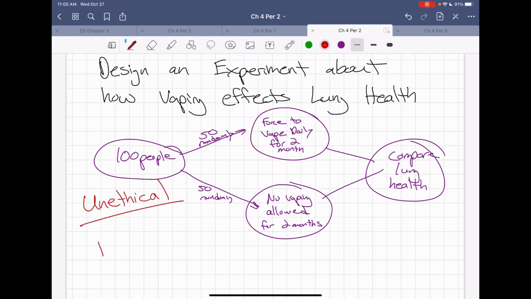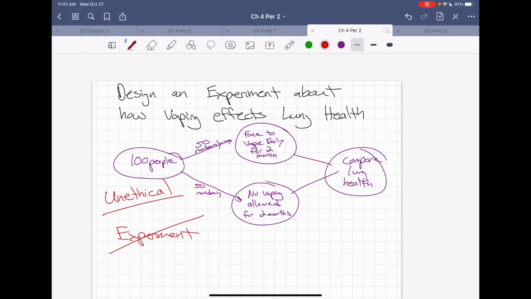So sometimes an experiment is not ethical or possible, so you have no choice but to do an observational study. In this example, I would go find people who admit to vaping and compare their lung health to people that I find that are not vaping. So you can't force people to do it. You can't always do an experiment. Sometimes you need to do an observational study instead.